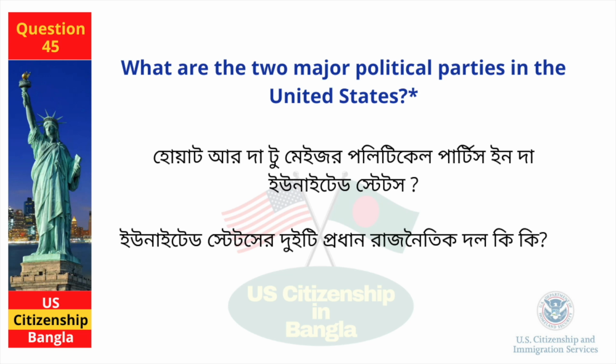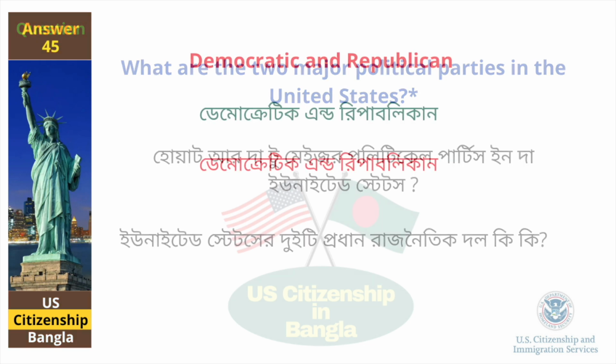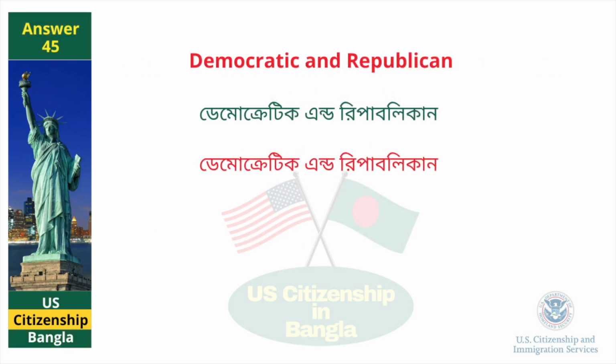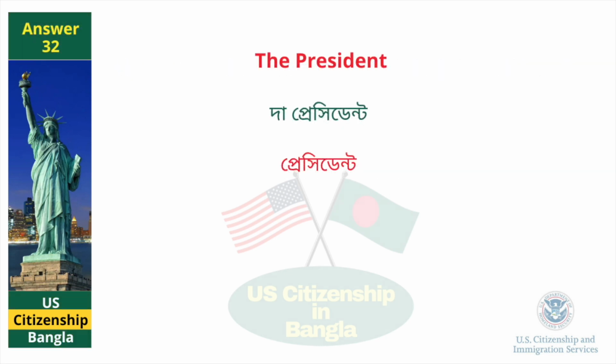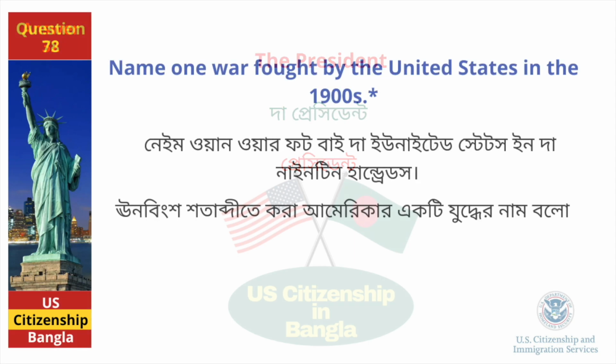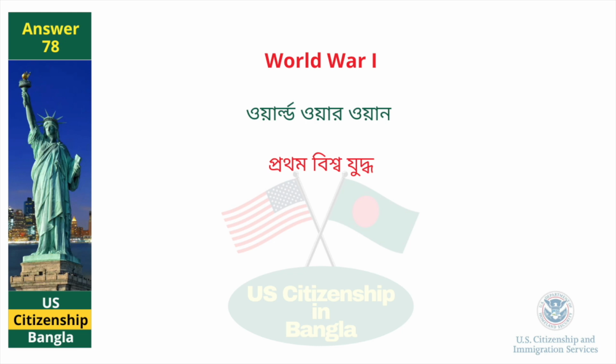What are the two major political parties in the United States? Democratic and Republican. Who is the Commander-in-Chief of the military? The President. Name one war fought by the United States in the 1900s. World War I.